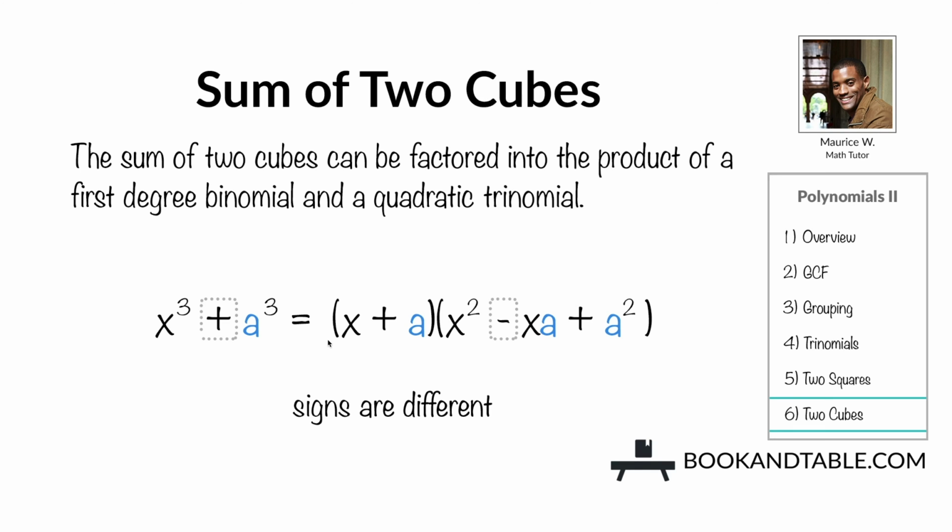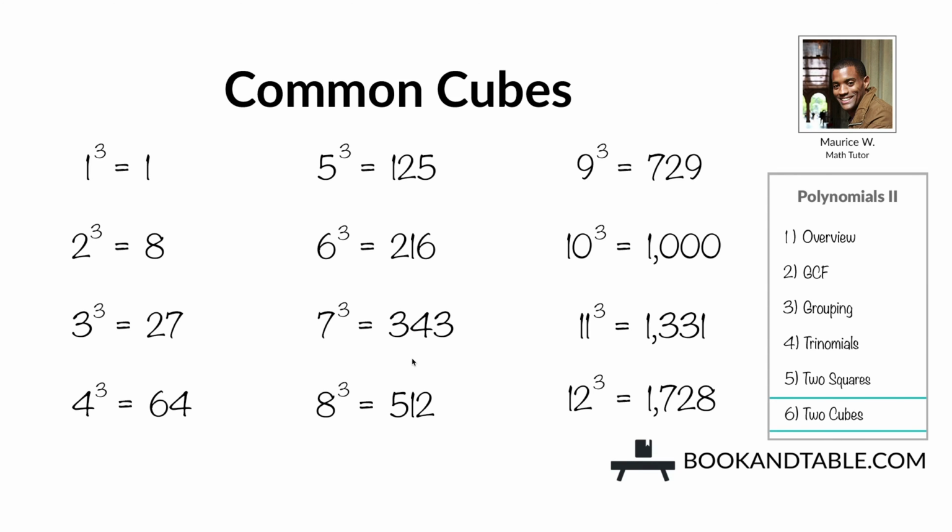So the first sign is the same as the one in our polynomial. The second sign is different than the one in our polynomial. And the last sign is always positive. So again, x plus a times x squared minus xa plus a squared. First thing to keep in mind are the signs. Now before we get into an example, let's first review a few perfect cubes. This will help you get familiar with the types of numbers that you are likely to encounter in these problems.